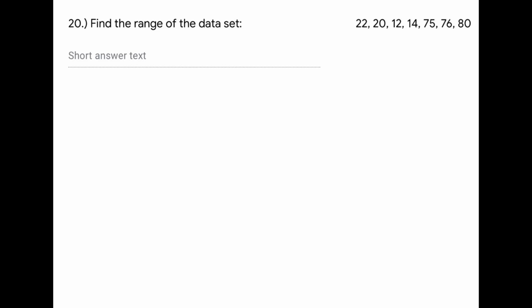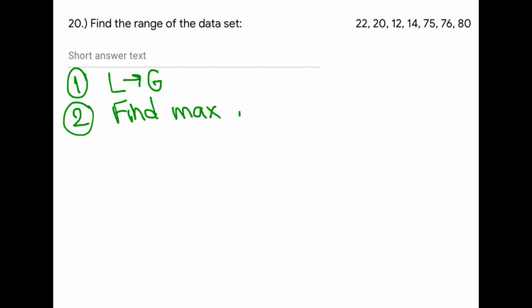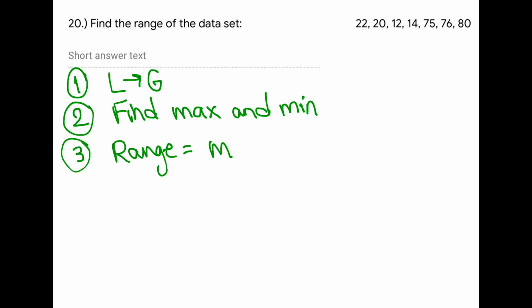Find the range of the data set. The first thing you need to do is order from least to greatest. And then you find your max and your min. In range, you need to subtract. So for your range, you're taking your max minus your min.